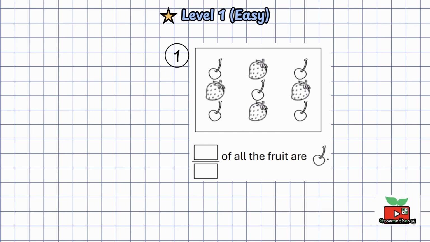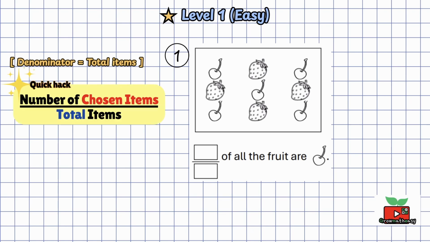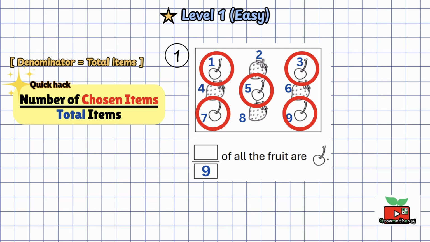Here's a quick hack when the denominator is the total number of items. We write fractions as chosen items over total items. First, count all the fruit. There are 9, so we write 9 at the bottom. Next, count the cherries. There are 5, so we write 5 at the top. So 5/9 of the fruit are cherries.